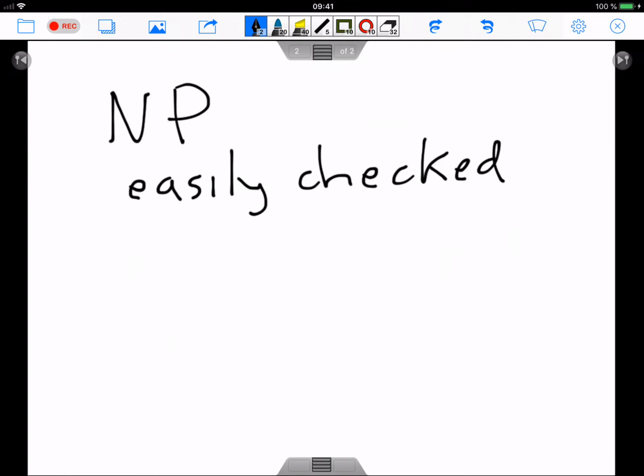There is also a different type of problems. For instance, here, Hamiltonian paths.